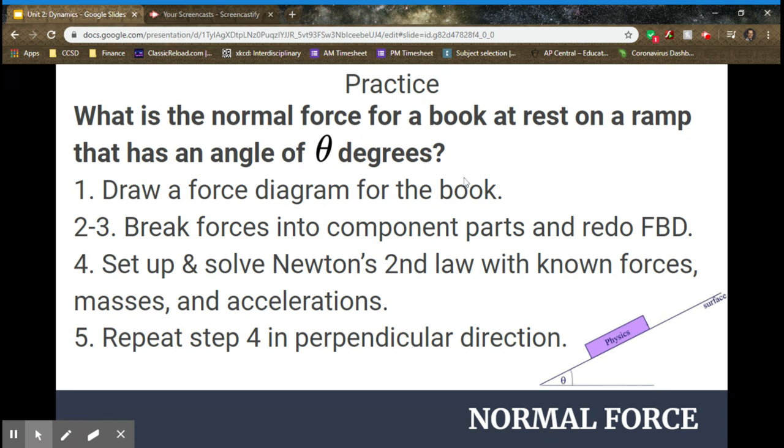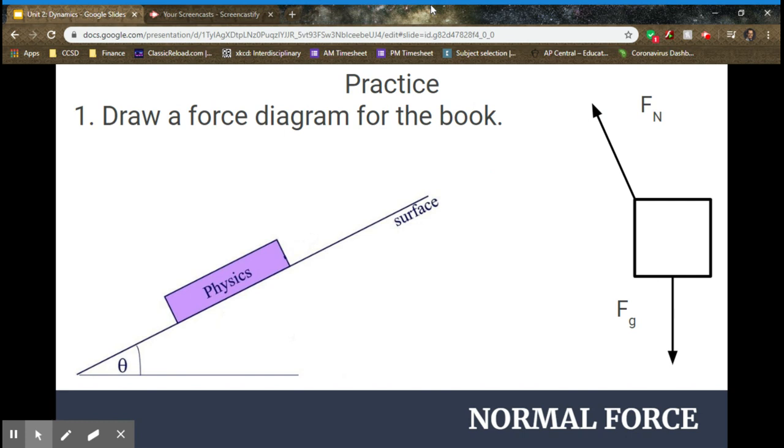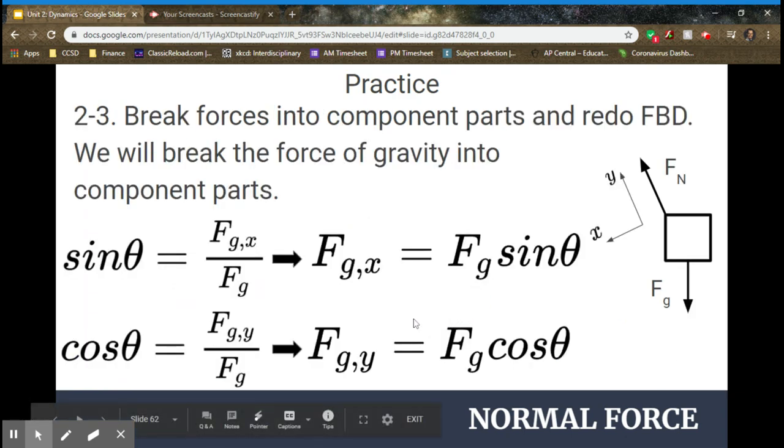All right, so force diagram. Now force of gravity is always down, so that's the same. But in this case, the surface that's supporting the book is at an angle. So our normal force still needs to be perpendicular to the surface, which is what we have over here. In that case, it puts it at an angle.